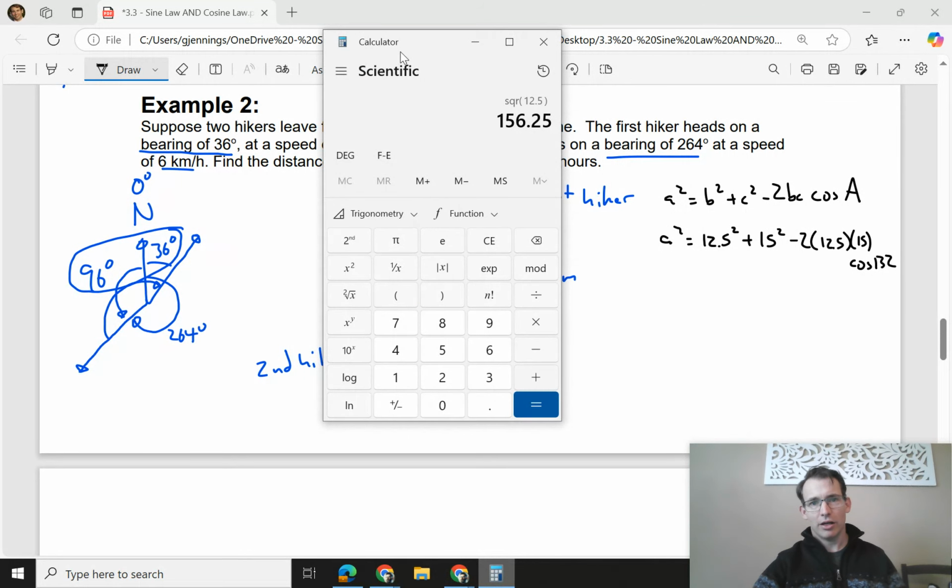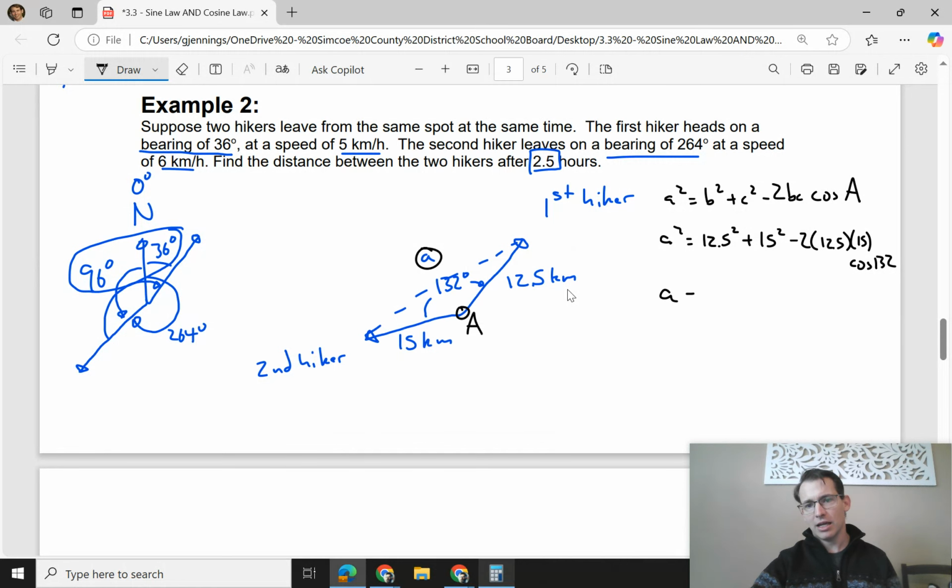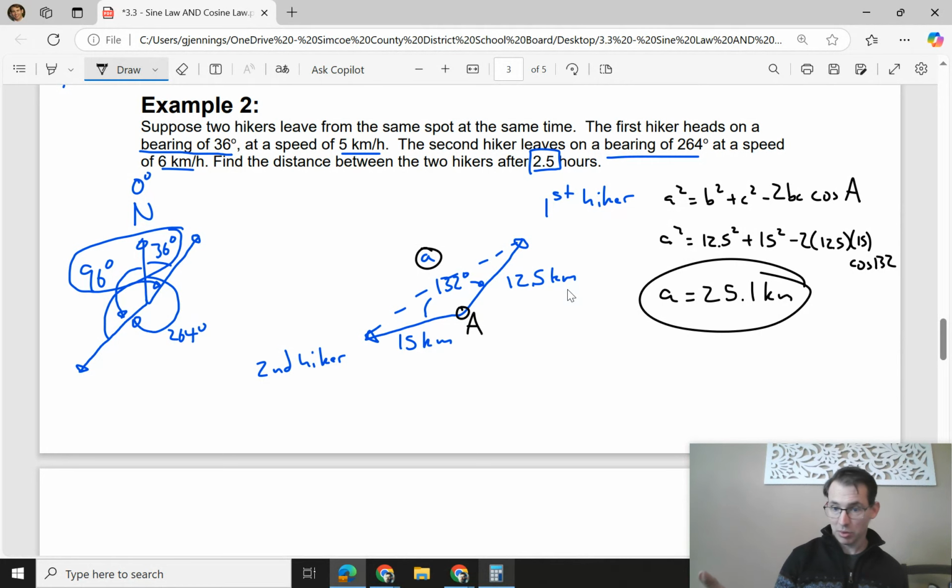12.5 squared, that looks right, plus 15 squared, that's 225, minus 2 times 12.5 times 15 times 132, but I take the cosine. Cosine can be negative here, don't worry. That's equal to this, and then don't forget I take the square root, 25.1. A equals 25.1 kilometers. So after 2.5 hours, they're 25 kilometers apart.